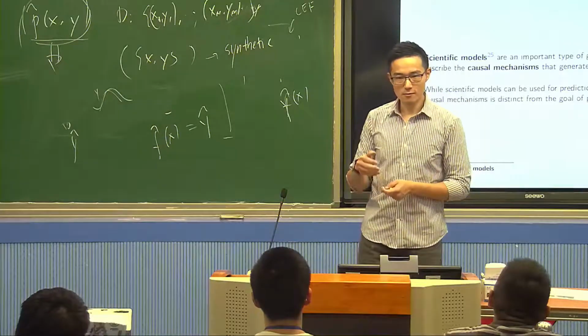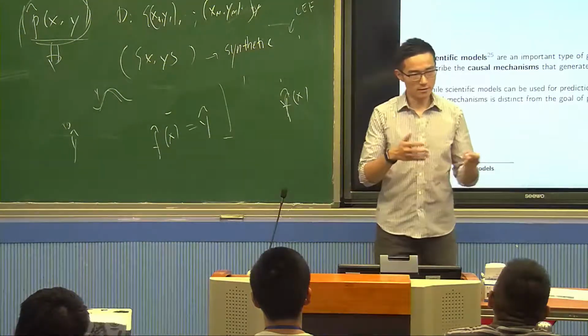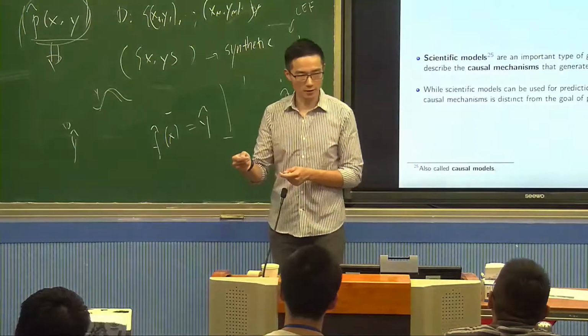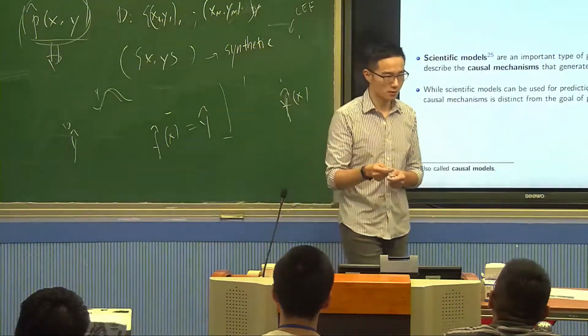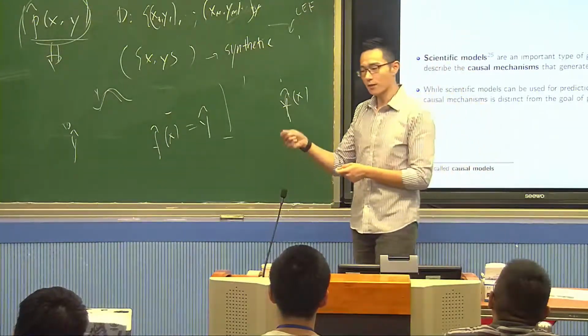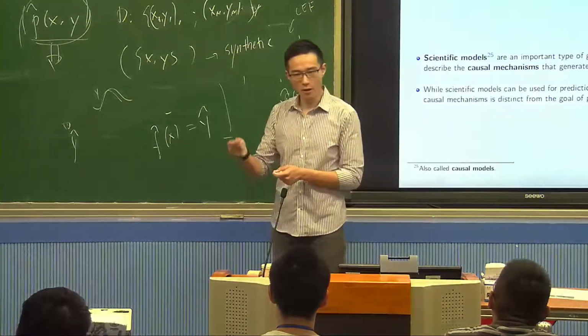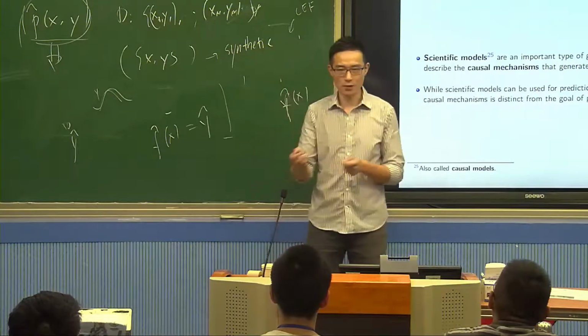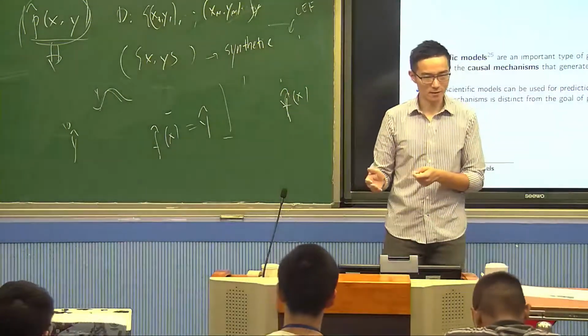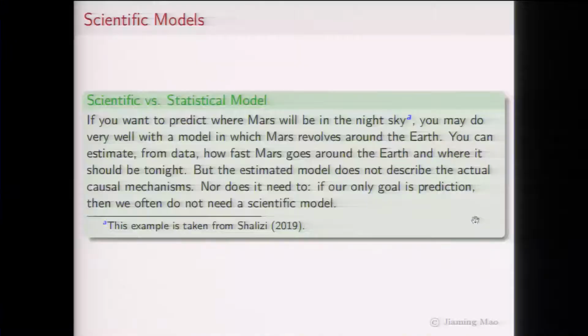Now, of course, scientific models, as a special class of generative model, can be used for prediction as well. A truly successful scientific model is the best at making the most precise predictions. But the goal of learning causal mechanism, as we have already discussed, is distinct from the goal of making predictions.